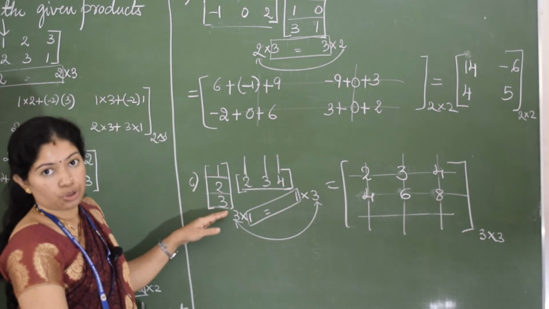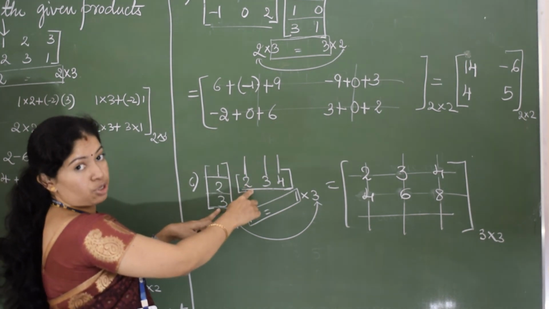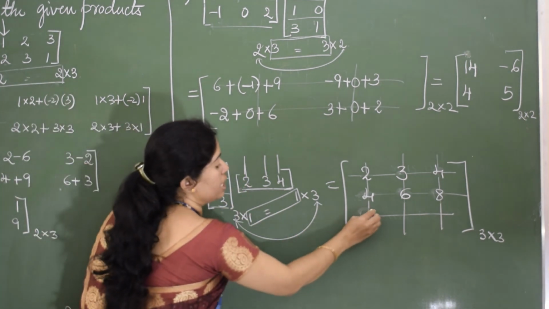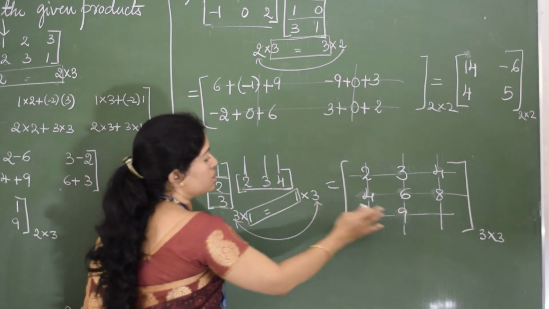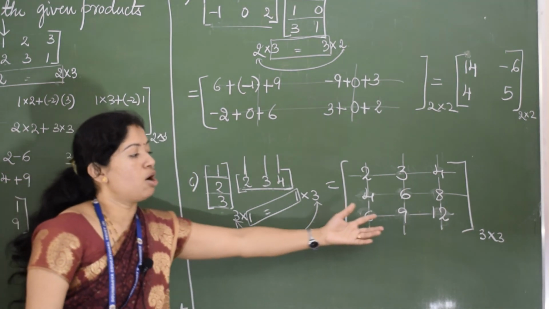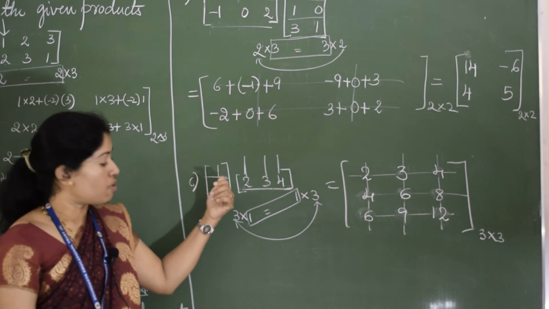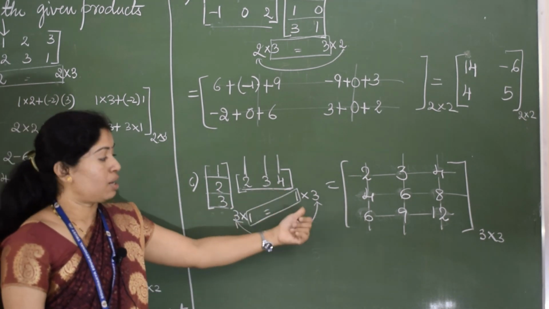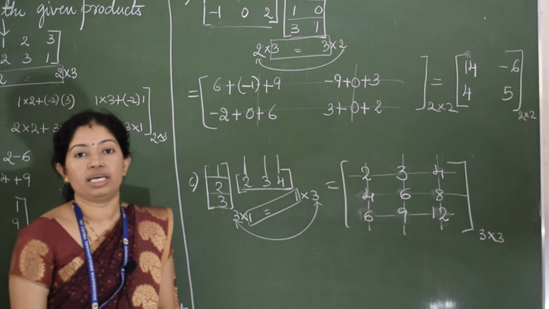Next, take the third row. Third row again you are having only one entry and multiply with the first column. 3 into 2, 6. 3 into 3, 9. 3 4s are 12. So we got our product matrix of order 3 cross 3 when we took two matrices of order 3 cross 1 and 1 cross 3. This product will give you a 3 cross 3 matrix.